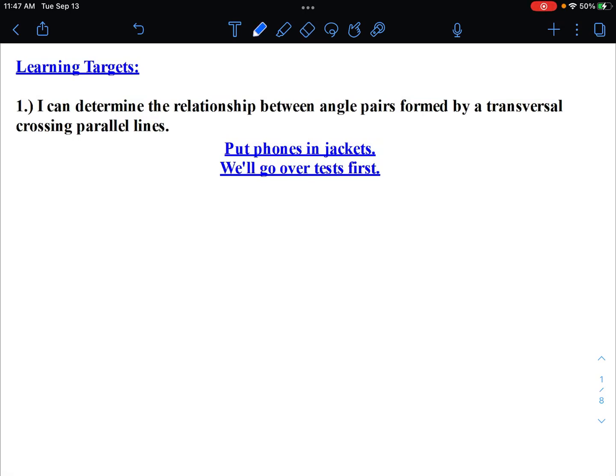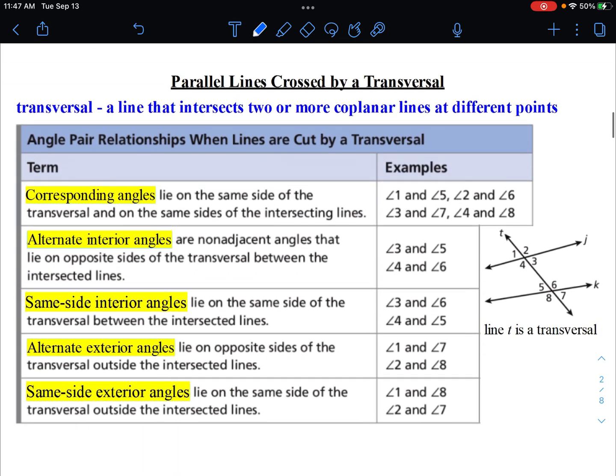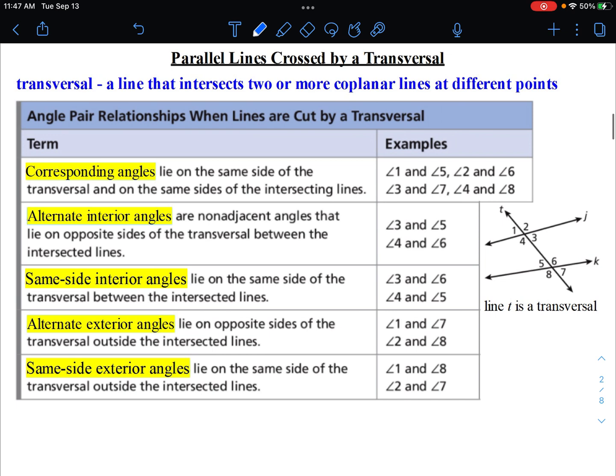All right, welcome back. Starting Module 3 today, and we're going to be talking about angle relationships formed by a transversal. So to start off, we just got to know what a transversal is, and that is a line that intersects two or more coplanar lines at different points.